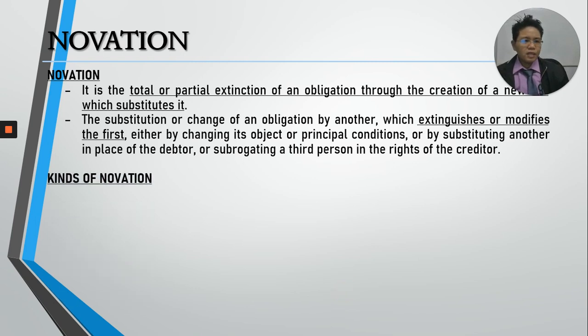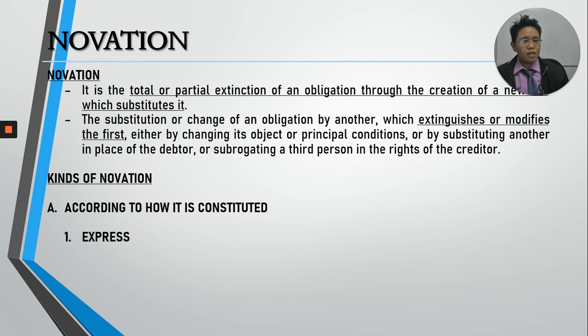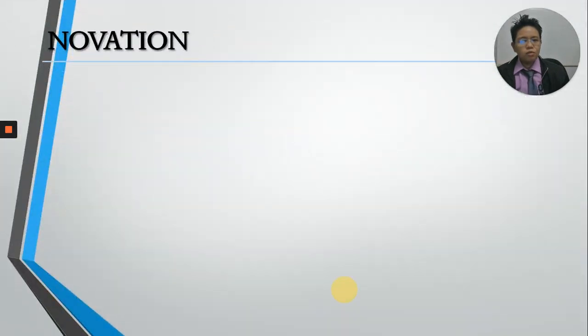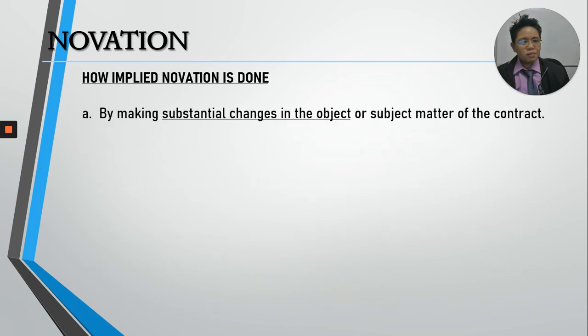Now, kinds of novation. According to form, it may be express or implied. Express is when it is declared in unequivocal terms, malinaw. Implied is when the old obligation and the new obligation are essentially incompatible with one another, na hindi sila mapapagsama. Implied novation is done by making substantial changes in the object or subject matter of the contract, meaning from a cell phone, you change the object to a ring or a bracelet, etc.